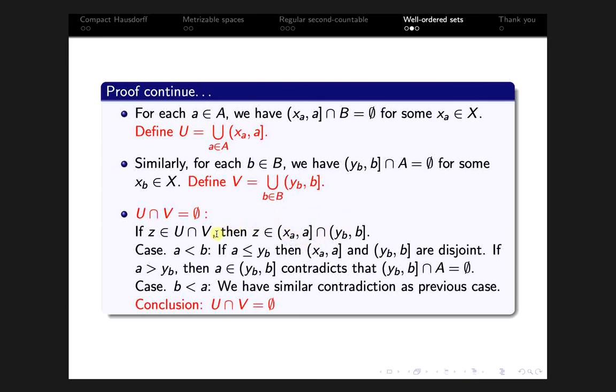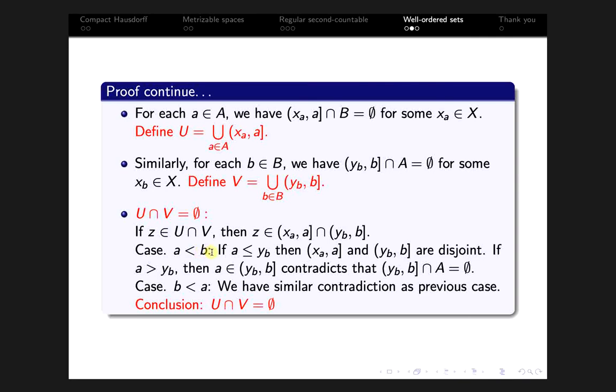Now we consider two cases. Case 1, a is strictly less than b, and case 2, b is strictly less than a. Because a cannot be equal to b, since a belongs to A and b belongs to B, and A intersection B is the empty set. So a cannot be equal to b. So in case 1, we consider a strictly less than b.